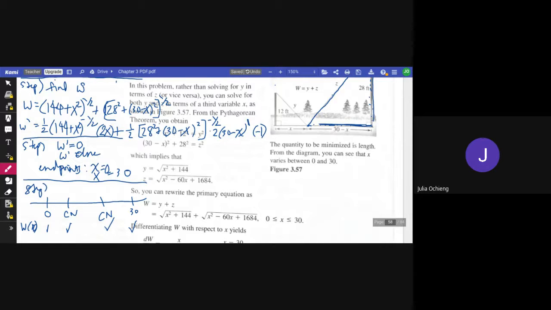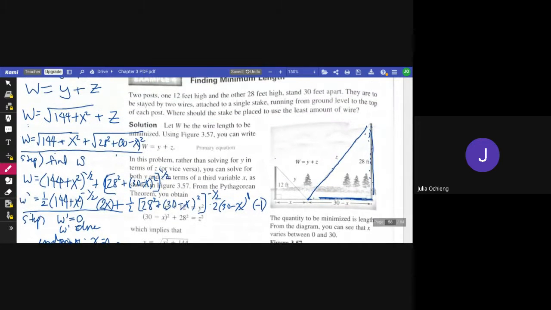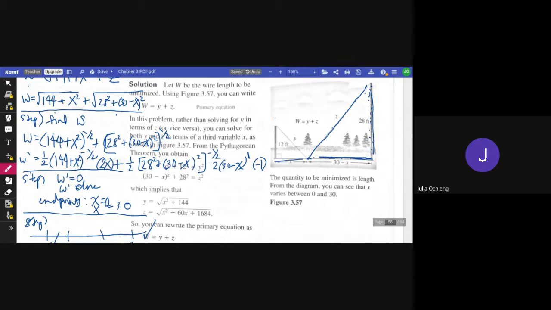And whichever of these 4 check marks, assuming that there's 2 critical numbers, which I don't even know because I'm not going to complete the algebra to find out. Whatever is the minimum out of the endpoints and all the critical numbers, that's going to be my minimum wire length. And that's essentially what they're asking for. They did ask for where should the stake be placed, and so you'll be able to say whatever the answer is for x feet from the shorter pole.